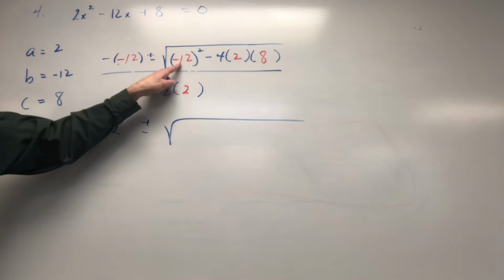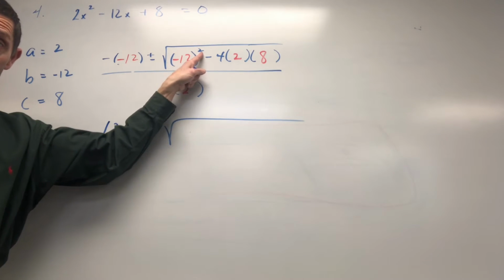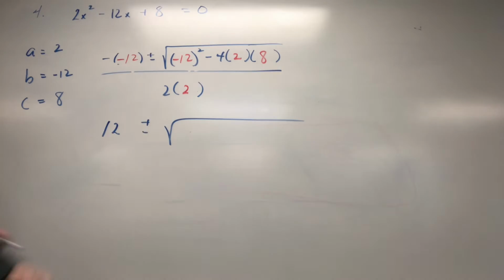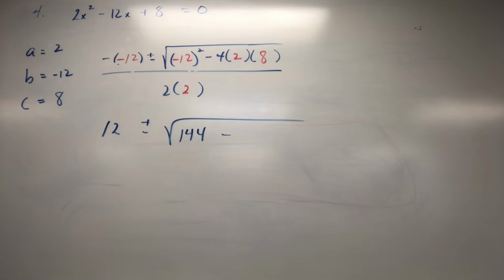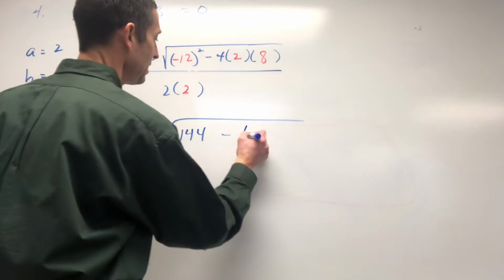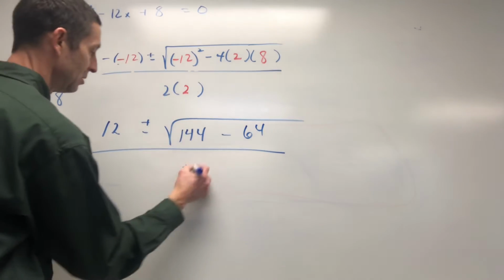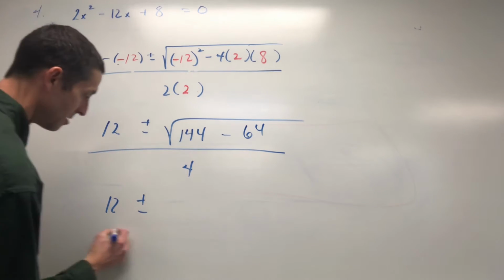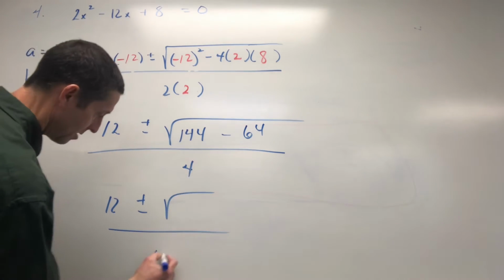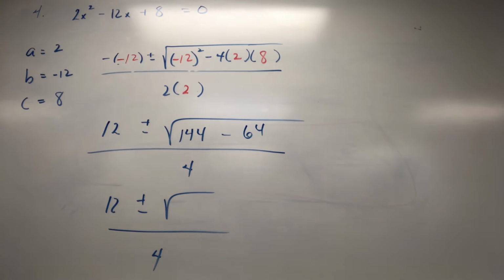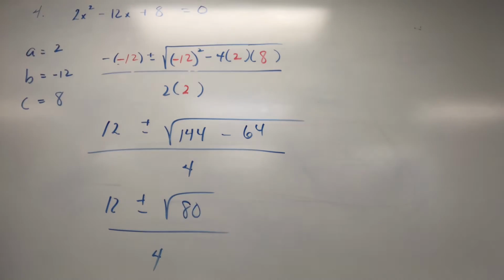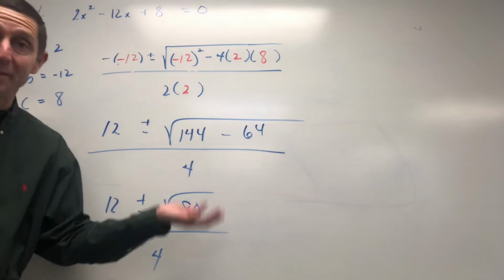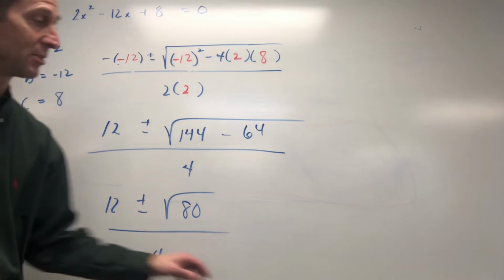Uh-oh, a negative number that is squared. What is a negative number that is squared? You're like, oh, that's a positive, Mr. Porter. 144. And then I got to take 4 times 2 times 8, which is 64. 2 times 2 is 4. So now we got to take a subtraction problem. We got to do 144 minus 64, which is 80. Like, square root of 80. That'd been cool if it had been 81 or something easy to work with. 80, we're going to have to factor tree this.